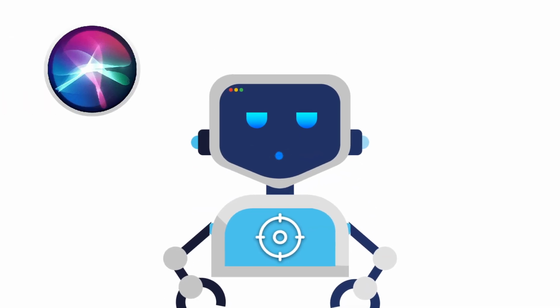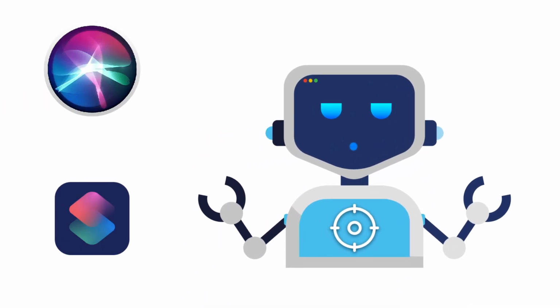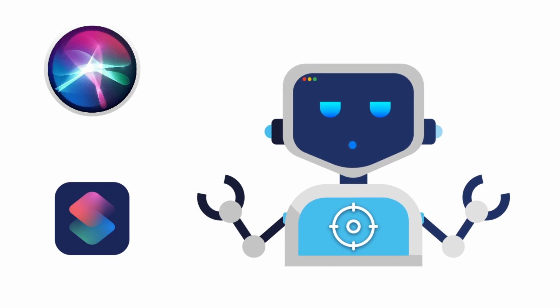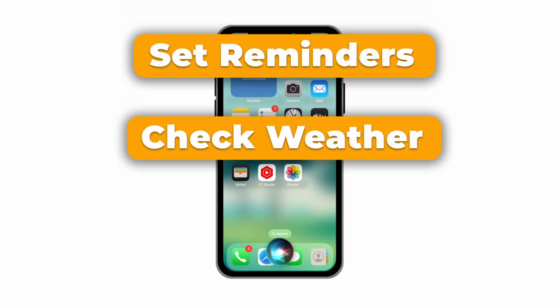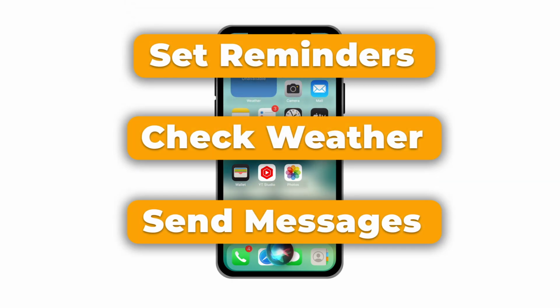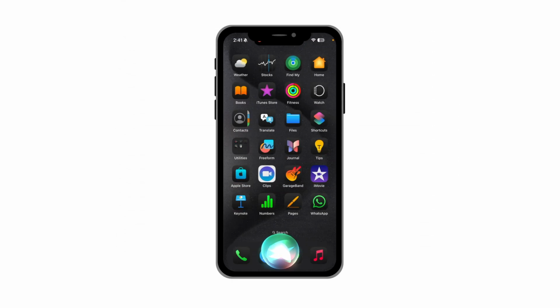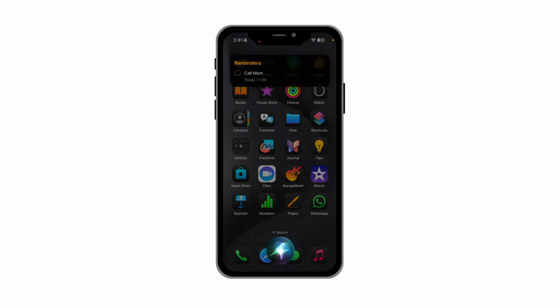Now let's utilize Siri and Shortcuts for added productivity. Siri can help you complete tasks quickly. Activate Siri by holding the side button or saying, "Hey Siri." You can set reminders, check the weather, and even send messages, all with just your voice. For example, say, "Hey Siri, remind me to call mom at 5 p.m." and you're all set.